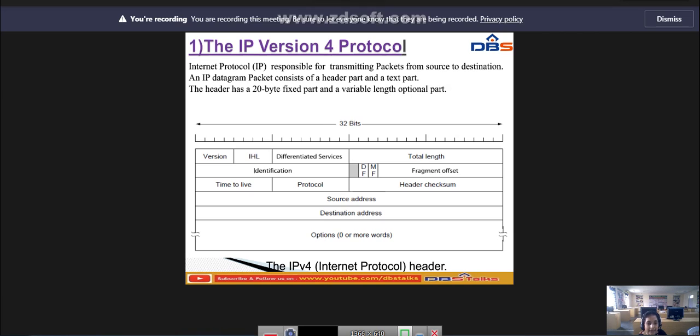Since the header carries vital information such as addresses, it has its own checksum for protection, the header checksum. Okay. Next one is the source address. Source address and destination address indicate the IP address of the source and destination network interface.